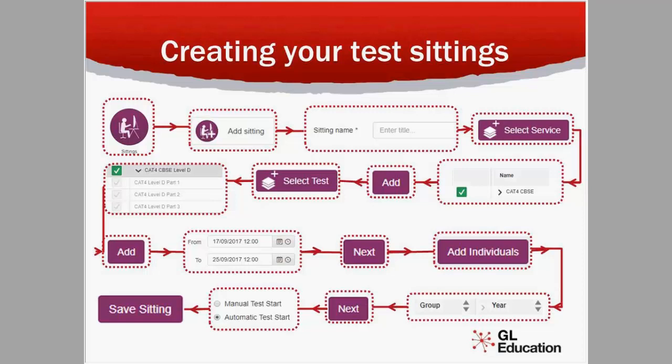A couple of things to note. When you add the sitting, put in a sitting name that means something to you, because if you're testing a lot of different groups at around the same time, you'll want something that will help you easily identify which group is which from there. Obviously, you have to select the test level that they will be testing on, so that may well dictate the groups that you sort them into. And once you've added that, you can then choose the dates from which the tests will be available.